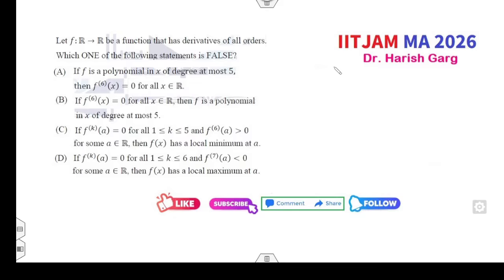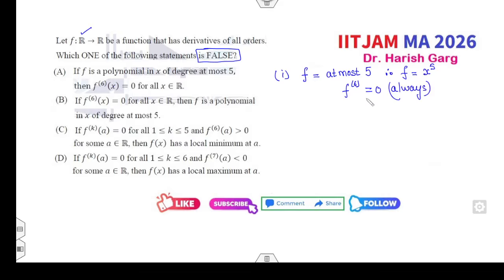Okay, which of the following statements is false? f is a function from R to R. f is a polynomial of degree at most 5. Fine. At most 5. So I can choose f as x to the power 5. So for a polynomial of degree 5, the sixth derivative is 0 always. क्योंकि अगर डिग्री 5 है तो उसका सिक्स्थ डेरिवेटिव इज ऑलवेज 0. So the first statement is a true statement, but we need a false statement. तो A ऑप्शन will be cancelled.